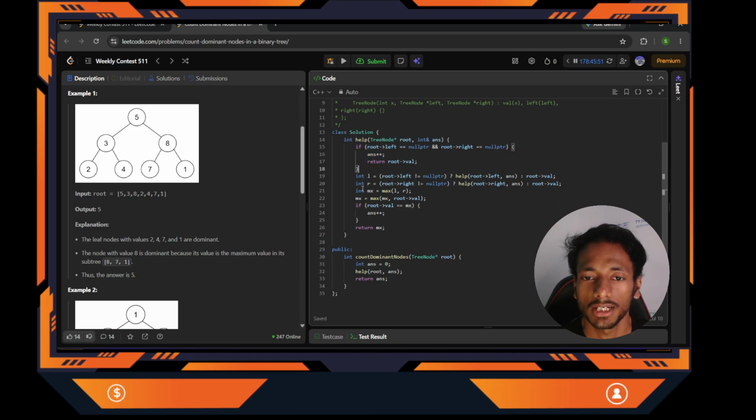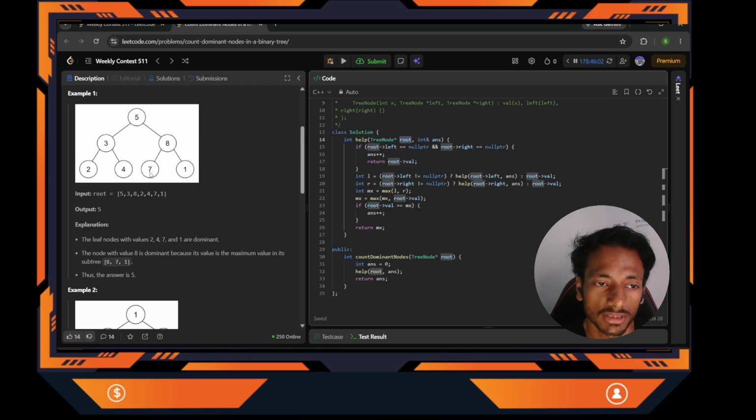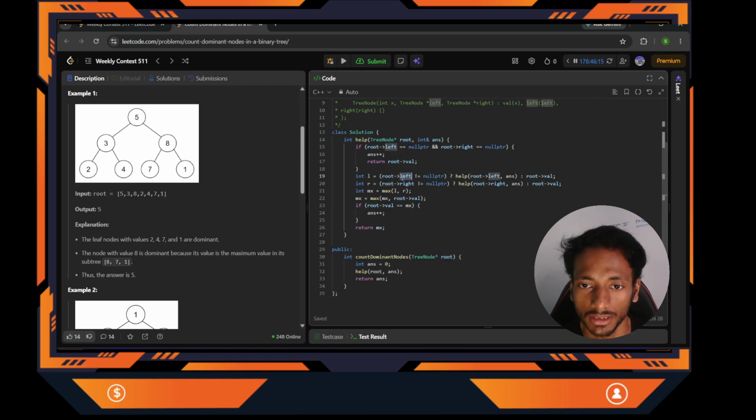Okay, suppose there is an intermediate node, something like node 8. I am currently pointing the root node at node 8. Got it? At that time I first have to know the maximum value present in the left subtree and the maximum value present in the right subtree. Got it? So recursively I will first check whether there is some subtree on the left side. That's why I have to check that if the left pointer is not null, that means we have some element in the left subtree.